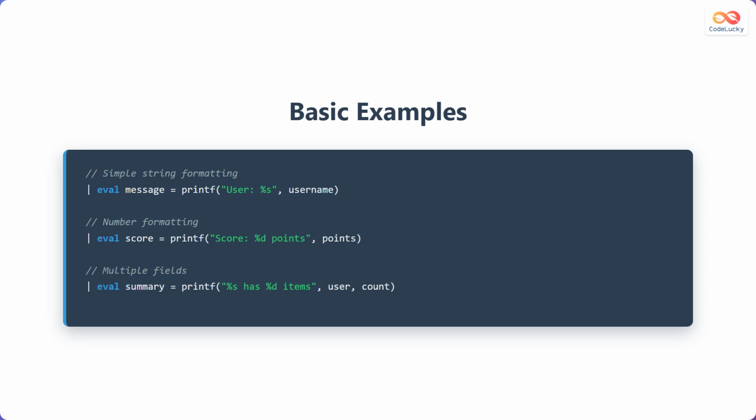Let's look at some basic examples. The first example shows simple string formatting where we create a message field by combining the word user with the username field. The second example demonstrates number formatting, creating a score field that displays points with descriptive text. The third example combines multiple fields, showing how to use both string and number formatting in a single printf statement to create a summary that reads naturally.